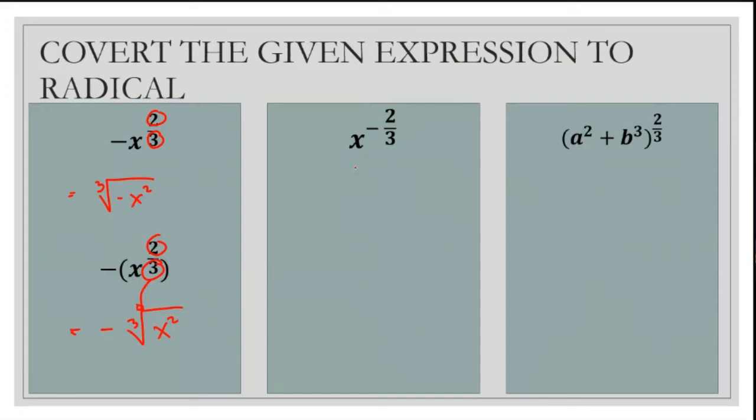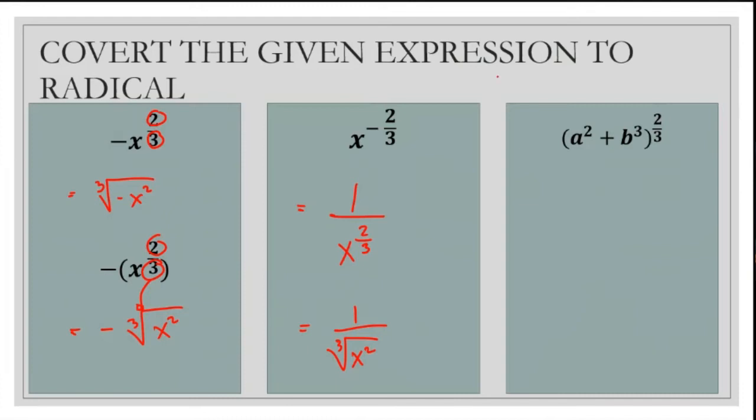Okay, continuing our example, we have now x raised to negative 2/3. Since you need to write it in a positive exponent, you need to rewrite the negative exponent as positive, so that will be 1 over x raised to 2/3, and you will just have 1 over the cube root of x squared. So that will be our final answer.